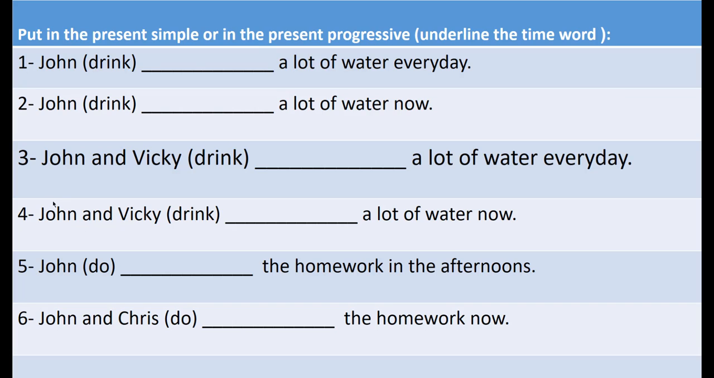If we have only John, we will put what? Is drinking. But here we have John and Vicky. So for John and Vicky, is or are or am? Of course, it's are. Are drinking. Which tense is it? It's the present progressive tense. Why? Because we have the time word now. Very good. John and Vicky are drinking a lot of water now.